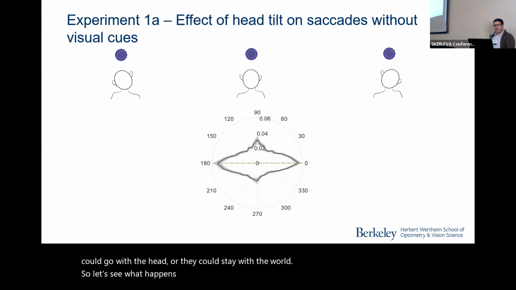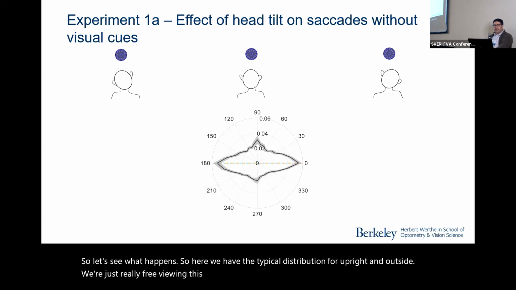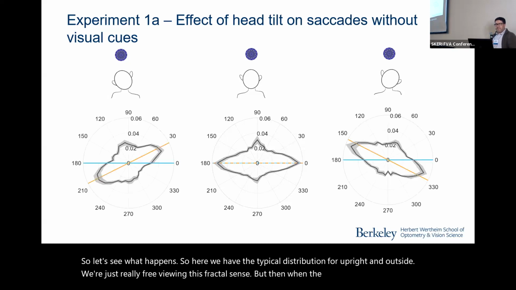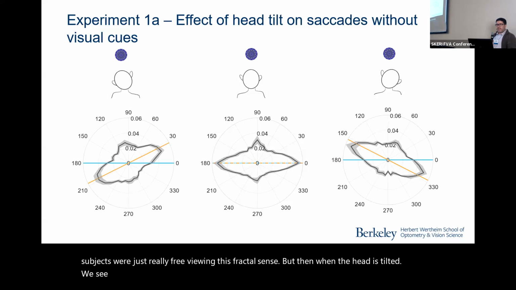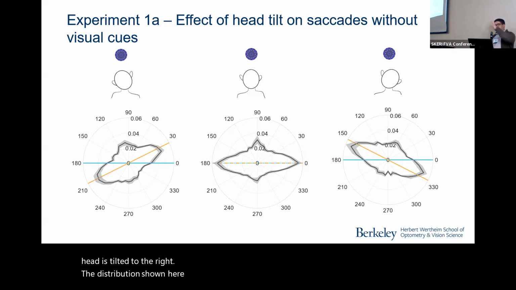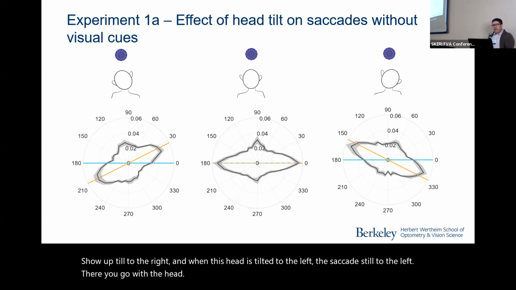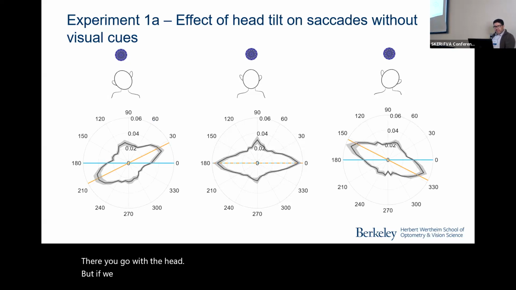So here we have the typical distribution for upright, and subjects were just previewing these fractal scenes. But then when the head is tilted, we see that the saccades rotate with the head. So they stay in a head reference frame. When the head is tilted to the right, the distributions shown here tilt to the right. And when the head is tilted to the left, the saccades tilt to the left. They go with the head.